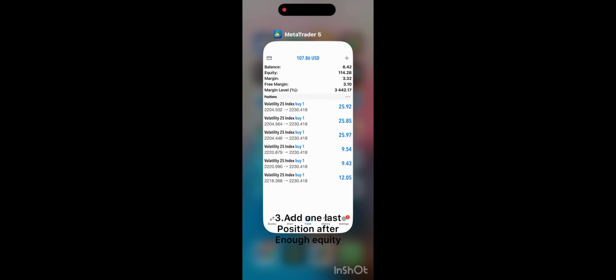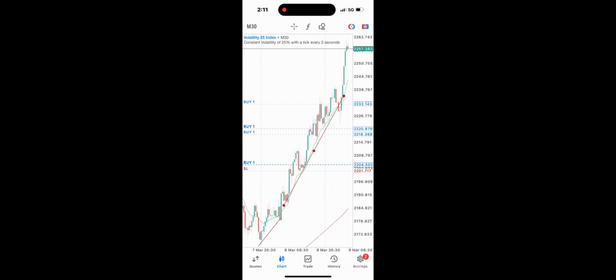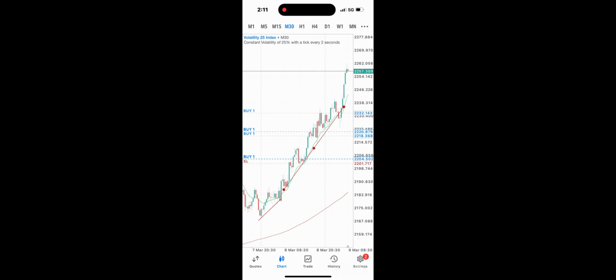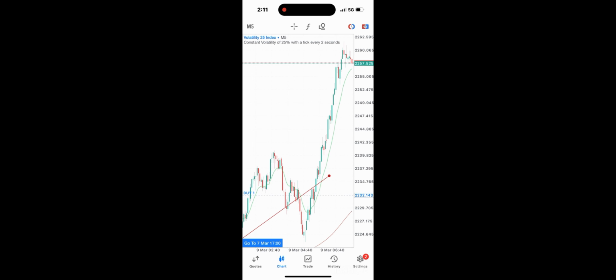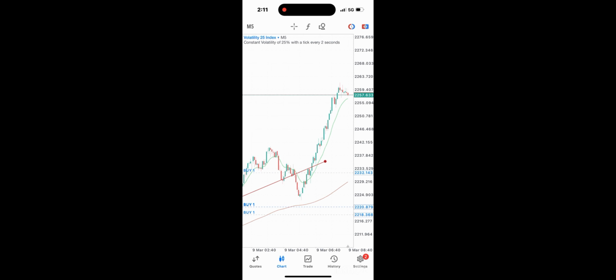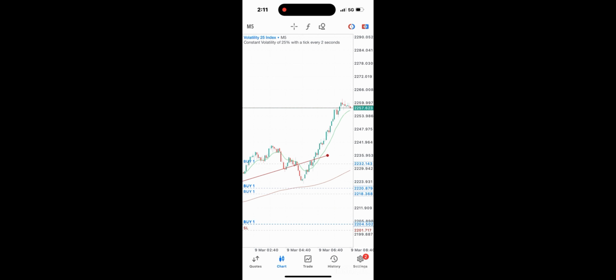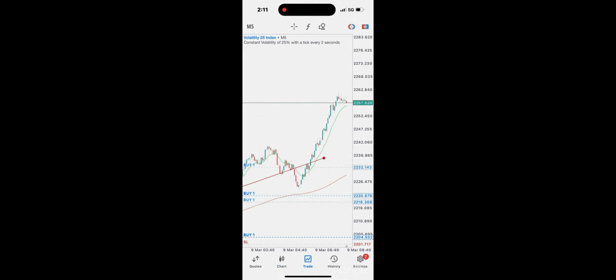So now it's time for me to add one more position. You can see I have already added one more position, the 7th trade. I have accumulated enough profits that there is room for me to add one more trade, the last trade. I can see the market has moved all the way. So now I'm just relaxing and managing my account to see where the market is heading.